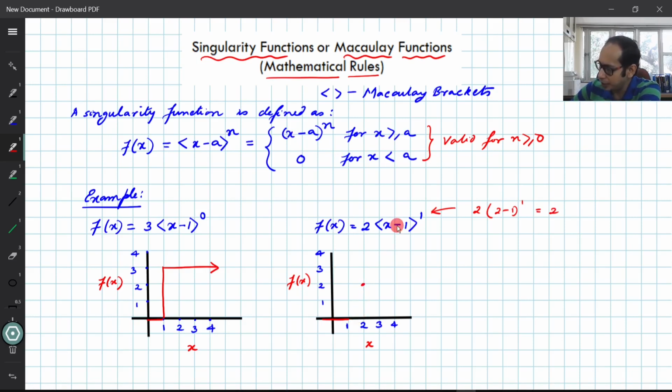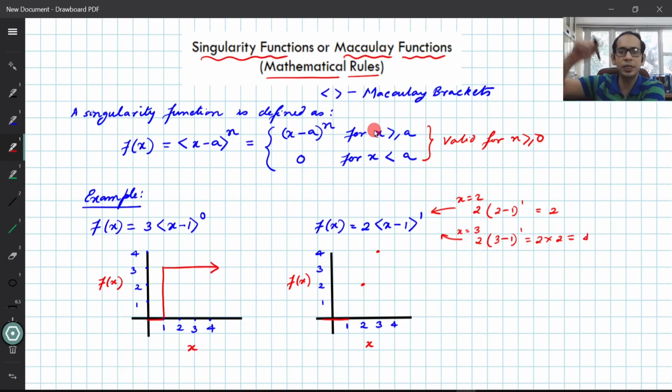Now what happens when x equals 3? Okay, so this one was x equals 2. What happens when x equals 3? When x equals 3, then again I'm falling back over here because 3 is greater than 1. Remember, this a over here is 1. So when x equals 3, this function reduces to 2 times 3 minus 1 raised to 1. So that is 2 times 2, which is equal to 4. So when x equals 3, the value of the Macaulay function is equal to 4.